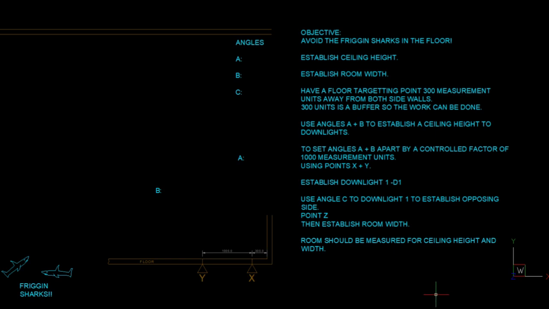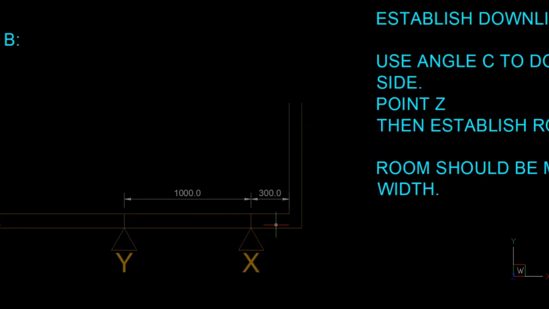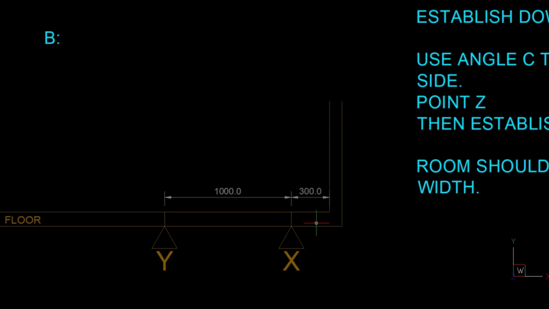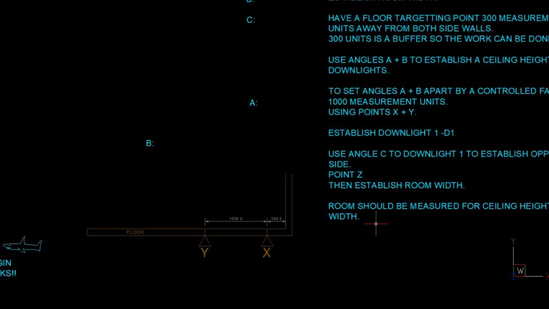Now, to set angles A and B apart by a controlled factor of 1000 measurement units using points X and Y. So this is point X, which is 300 mil or 1 foot away from a wall. This is a controlled measurement here, 1000 units, and that's the point Y. So this is to create something that's set, something that you can rely on as a point of reference. So you got 1000 measurement units.